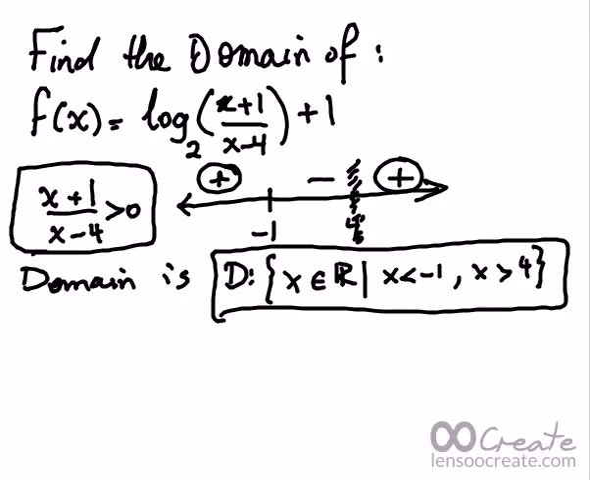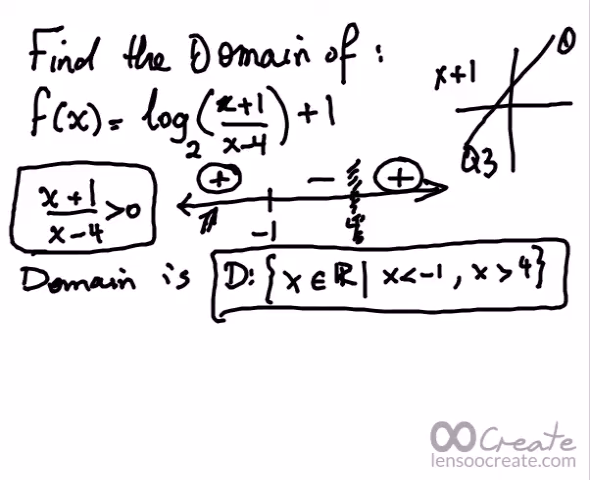The reason the sign starts as positive is that x plus 1 is a linear expression, and in general any linear expression with a positive slope starts from quadrant 3 and ends in quadrant 1. Therefore, the sign of that function as x goes to negative infinity is negative. The same goes for x minus 4, starting from quadrant 3, both having a negative sign, so negative over negative is positive. Hence, we have that positive sign here.